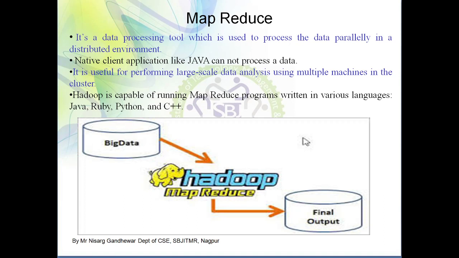This is a simple diagram which shows you the main aim of the MapReduce framework. Here we have big data stored in an HDFS file structure at multiple locations. Then we have Hadoop MapReduce, which helps us to process the data, get the output, and get the final output stored in a location. So this is the main use of MapReduce.